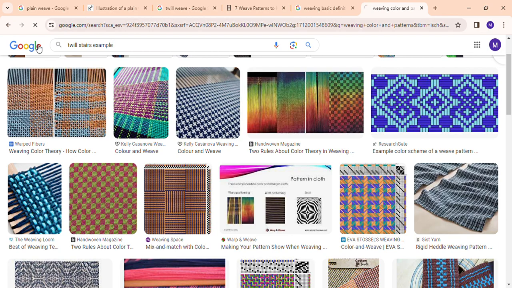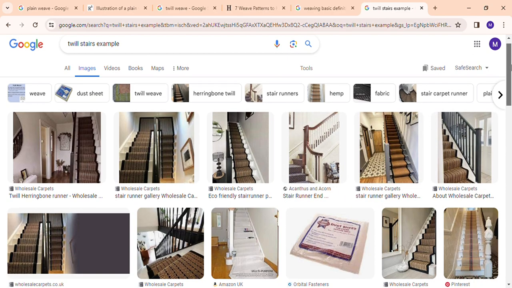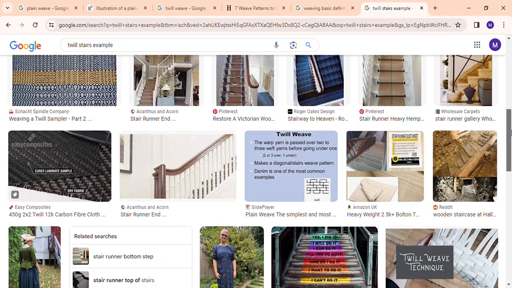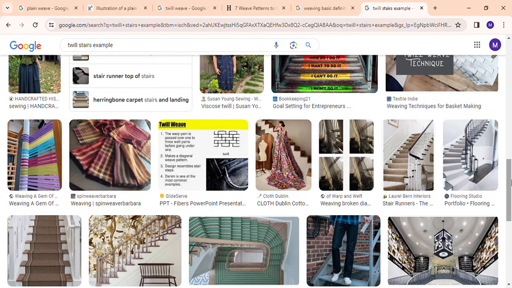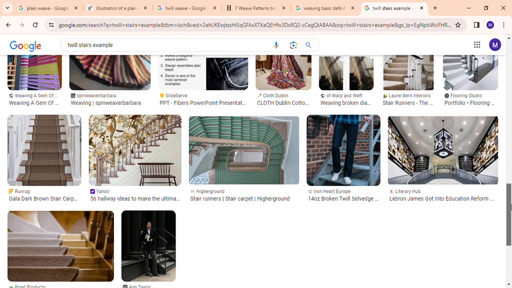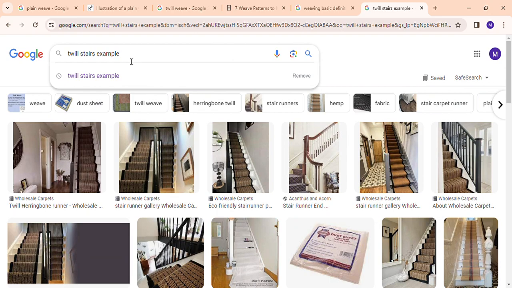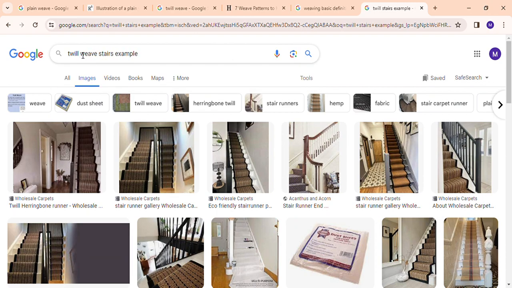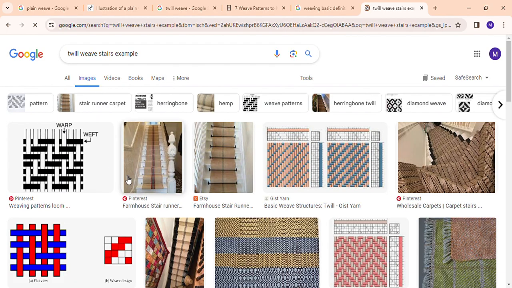Here it is. When we are talking about this, we can find a very good example which can help you to understand. Let me search it again: twill stairs example, twill weave. We need to tell Google in a correct way. So here it is.